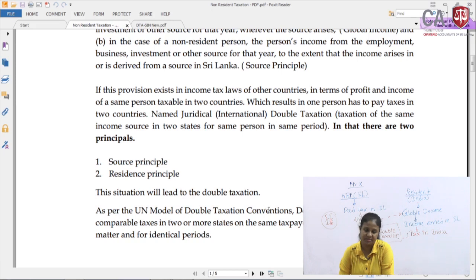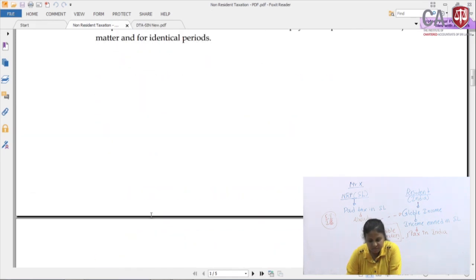Now, there are two models for avoiding double taxation, the conventions. One is the UN model, the other is the OECD model. As per the UN model of double taxation conventions, double taxation is the imposition of comparable taxes in two or more states on the same taxpayer in respect of the same subject matter and identical periods. The tax rates are assigned in a comparable manner. Okay, that is under the UN model.